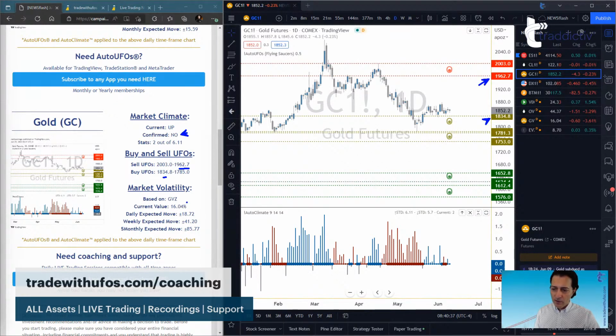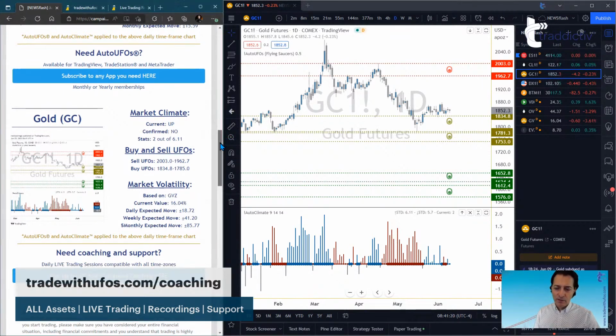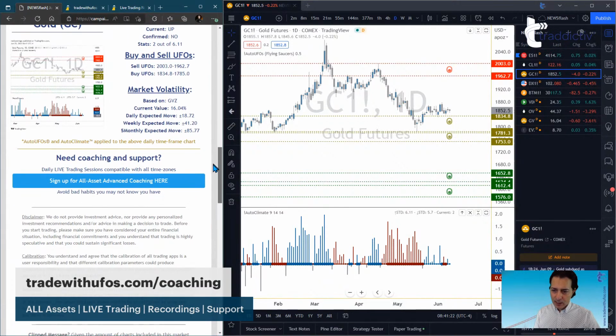Volatility, we're talking about GVZ, which is the implied volatility measurement for options on gold futures, which is pointing at 16.04. So if we reverse engineer options pricing models, we're talking about 18 plus points a day, either up or down, 41 plus points a week, either up or down, 85 plus points a month, either up or down. That's the expectation for price movement.